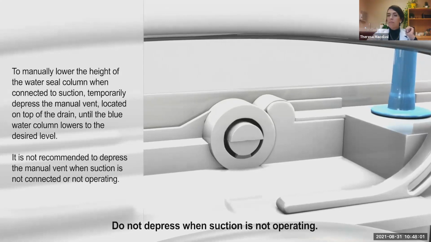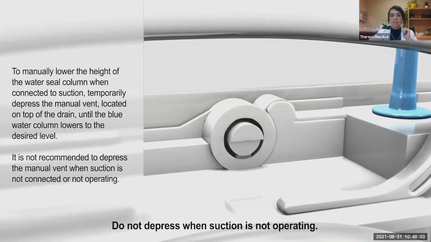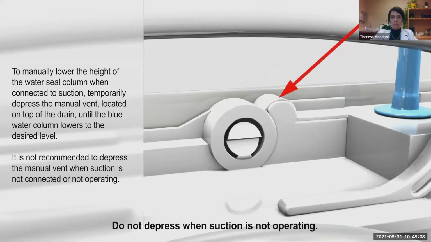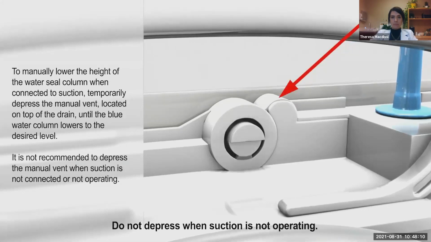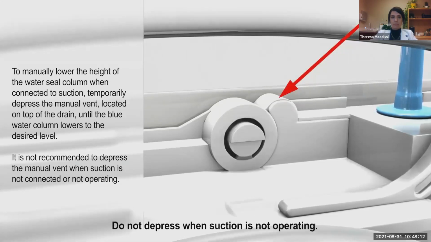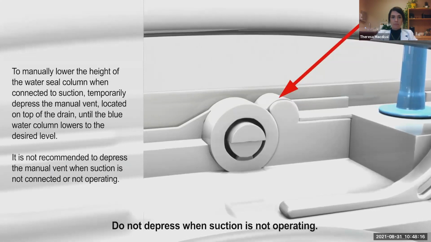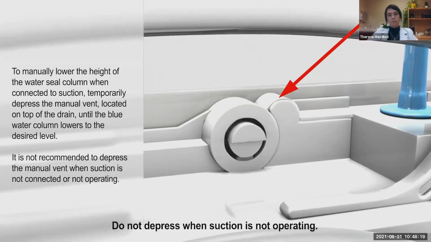To manually lower the height of the water seal column when connected to suction, temporarily depress the manual vent located on the top of the drain until the blue water column lowers to the desired level. It is not recommended to depress the manual vent when suction is not connected or not operating.